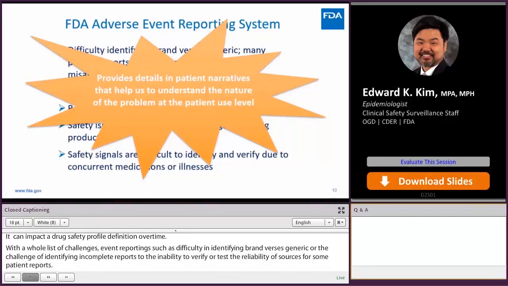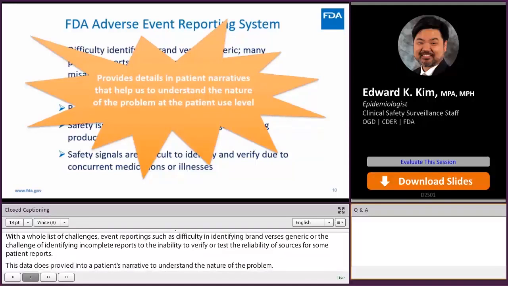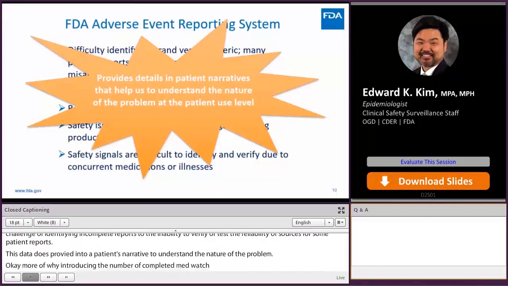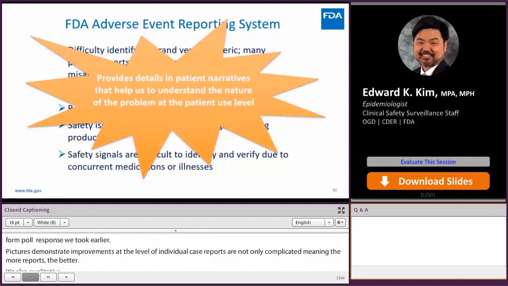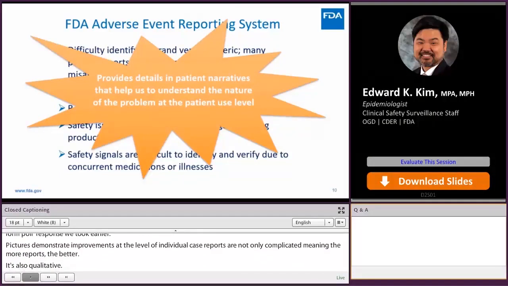Okay, so we can see more of why increasing the number of completed MedWatch form poll responses that we took earlier is only part of the picture. Literature around surveillance systems demonstrates that improvement at the level of individual case reports is not only quantitative, meaning the more reports the better, it's also qualitative. Reports have to be complete, relevant, and contain necessary information. Therefore, this leads us to enhancements.